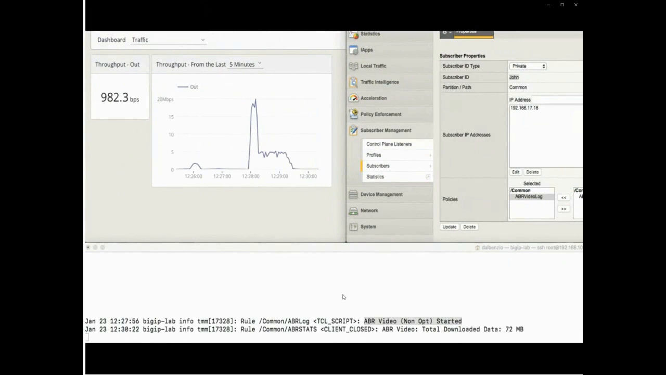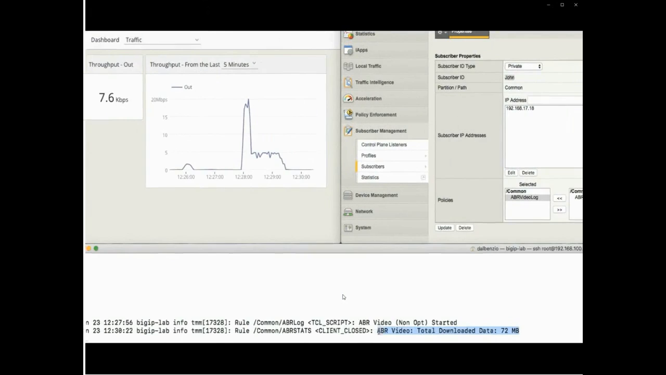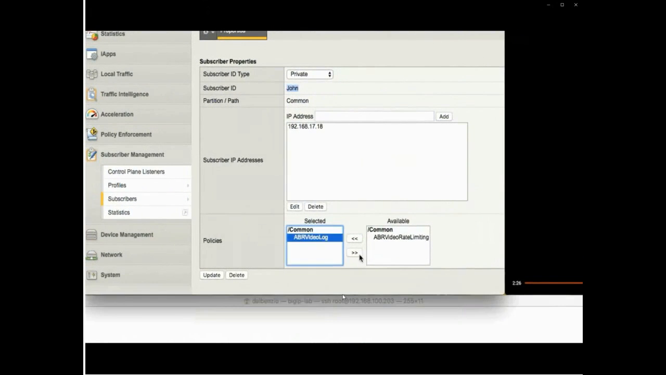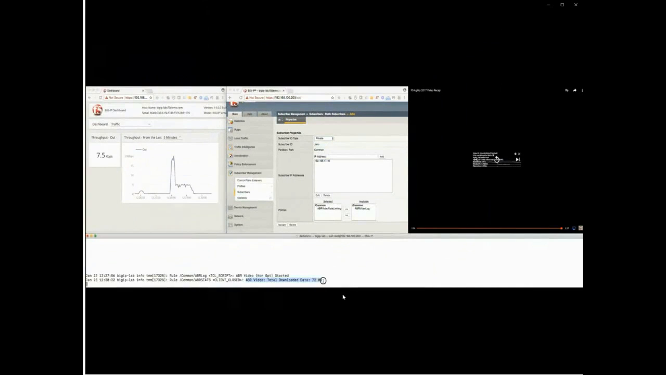And you see from our logs that we downloaded 72 megabytes of traffic. So this video was a file of 72 megabytes. Now we change the policy. We apply a policy with video rate limiting. So we update the BIG-IP. This is done statically, but it can be done using a PCRF or whatever. And then we play the video again on the iPad.